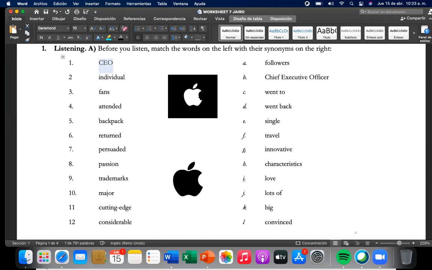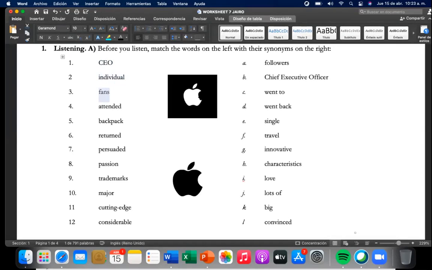Chief Executive Officer. Okay, a chief executive officer, which means the boss in a company. It's like the boss in the company, or CEO of a company, right? So it's almost the same thing. Individual, what would be the matching for the word individual? Single. Okay, single is a synonym, very good.